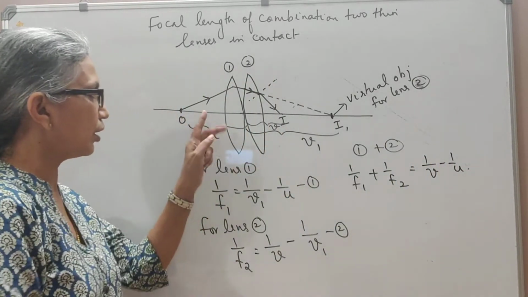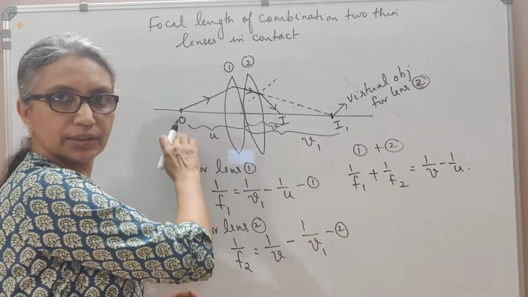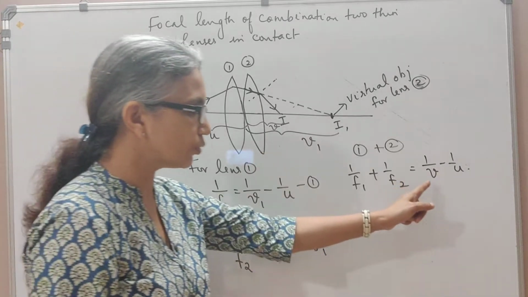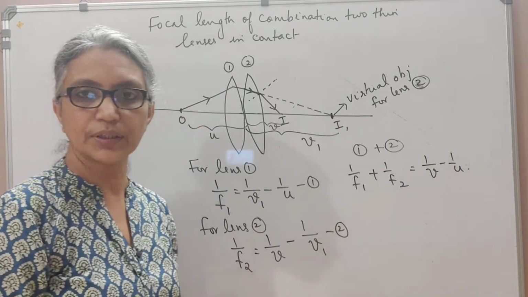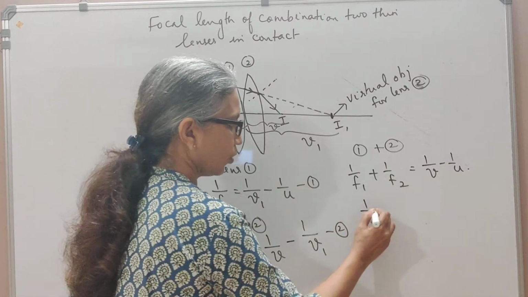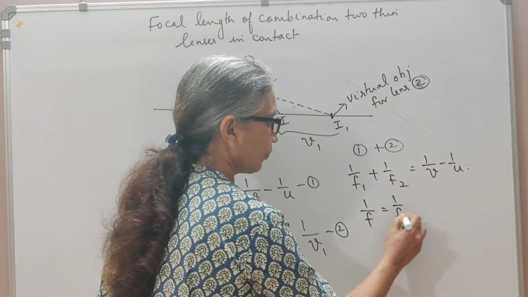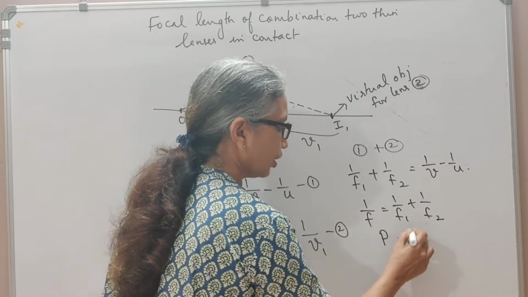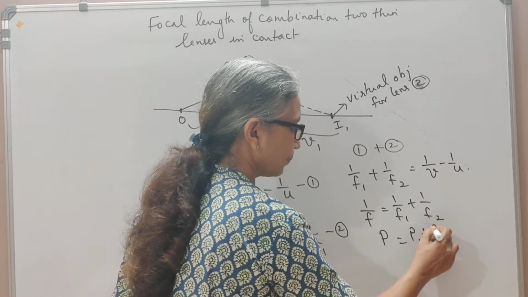Now you will see that the combination object is lying at a distance u, final image is lying at a distance v. So this 1 by v minus 1 by u must be the focal length, 1 by f of the combination. So you may write 1 by f is equal to 1 by f1 plus 1 by f2, or this is the power of the combination equal to p1 plus p2.